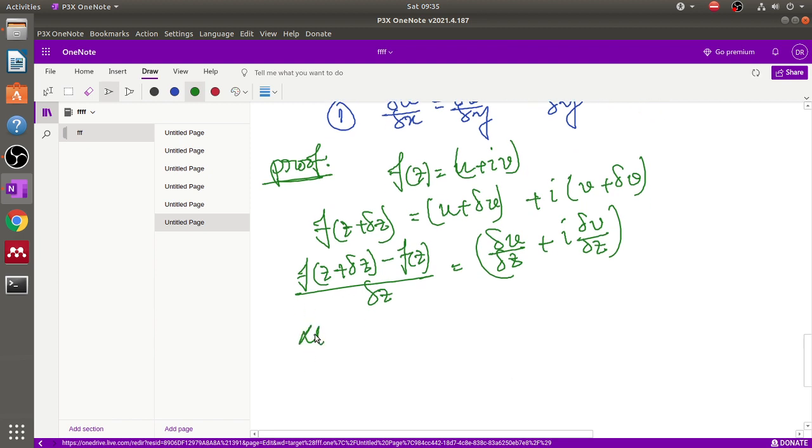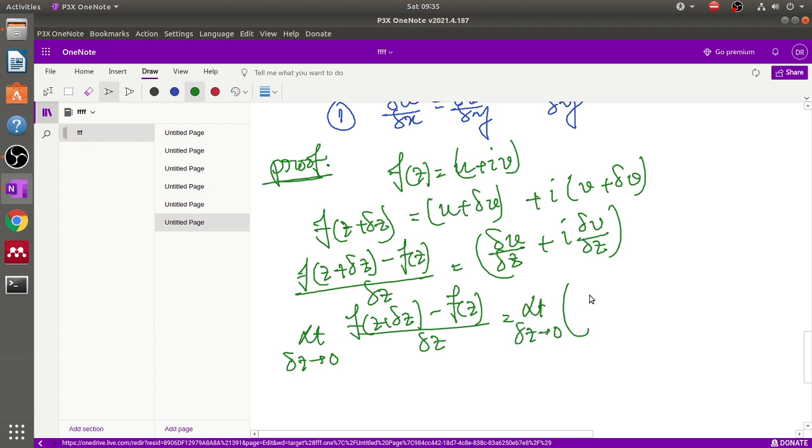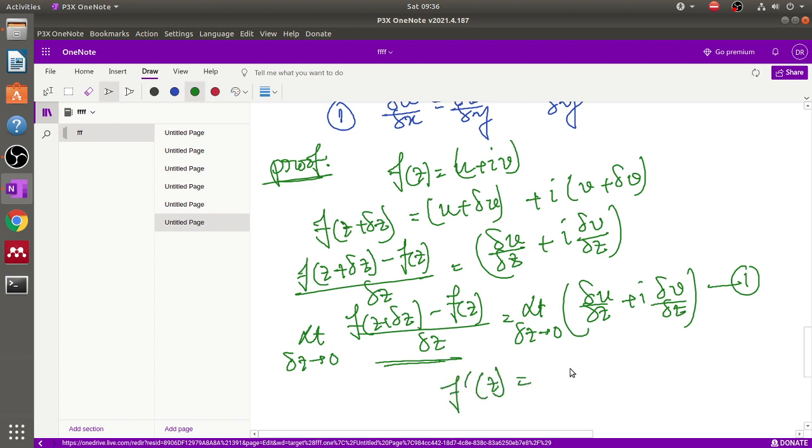Now if we apply the limit as delta z tends to 0, f(z plus delta z) minus f(z) over delta z tends to the limit of del u by del z plus i del v by del z. This is equation number 1. This is also called the derivative form, that is, f dash z equals the limit as delta z tends to 0 of del u by del z plus i del v by del z.